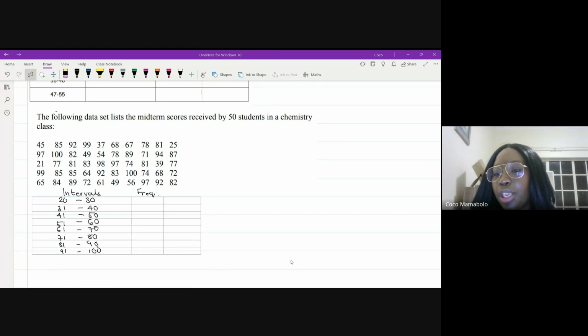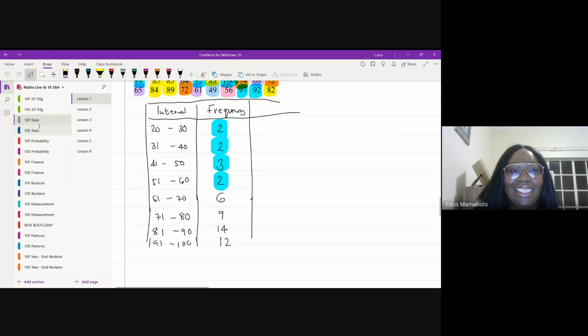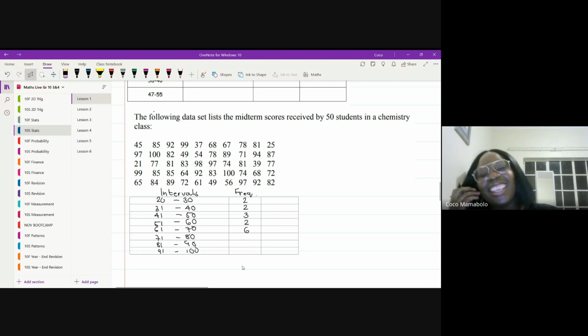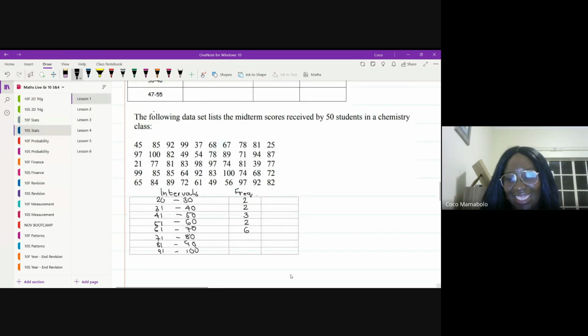We can count up all of this information, and I'm actually going to cheat because I already did this in the other class. So I'm going to go cheat and get the answers because I don't think I want to sit here the whole day and try and figure out what these answers are. 2, 2, 3, 2, 6. Okay, ma'am is cheating. I'm so sorry. Gift, don't be judgy. Gift is judging me so hard right now. And then 9, 14, and 12. All right.